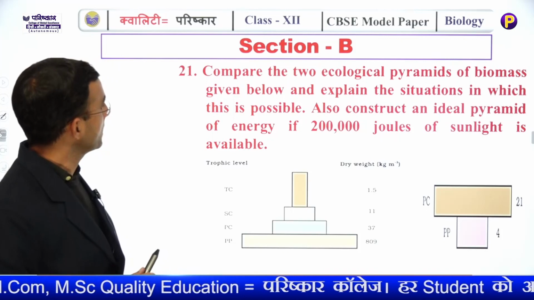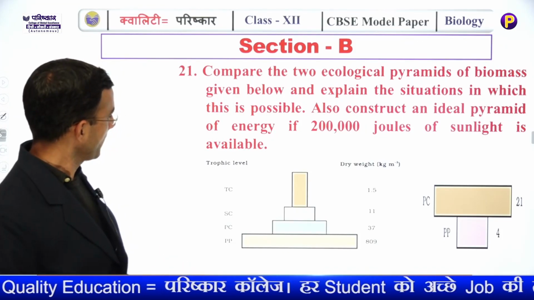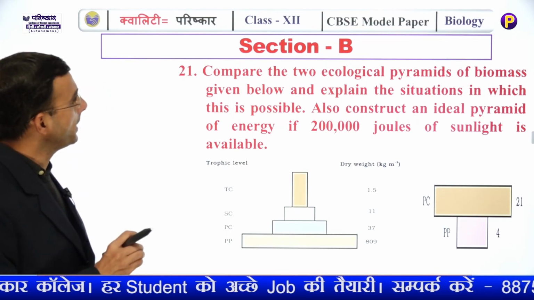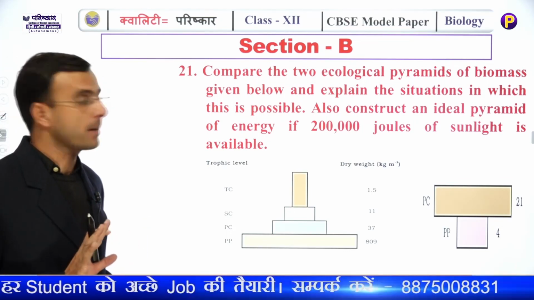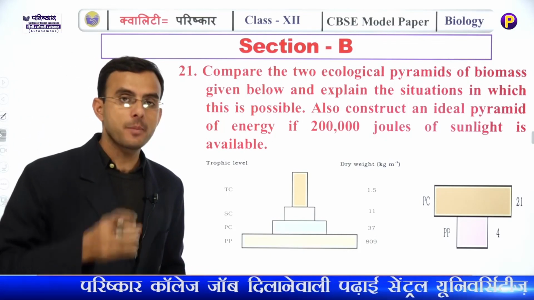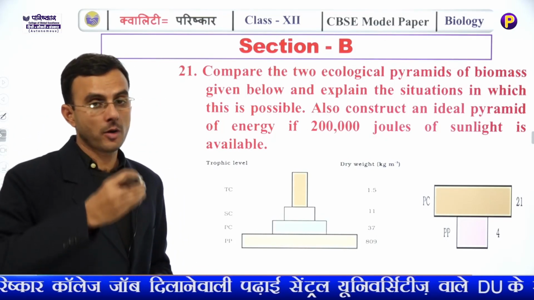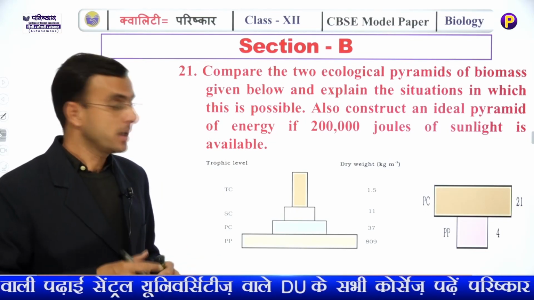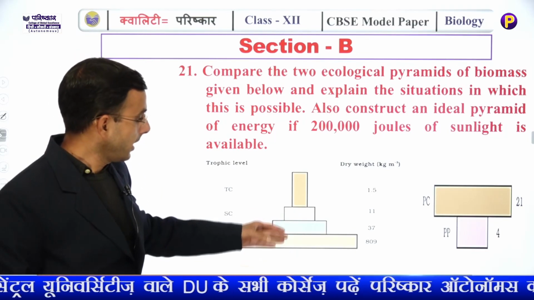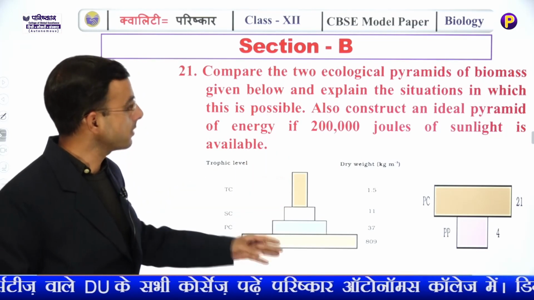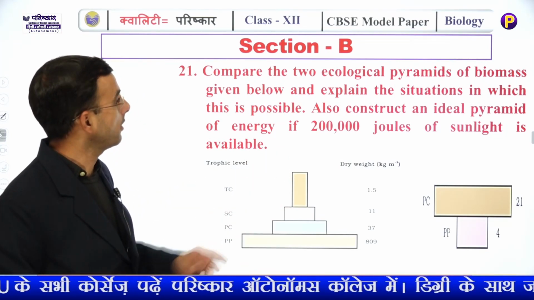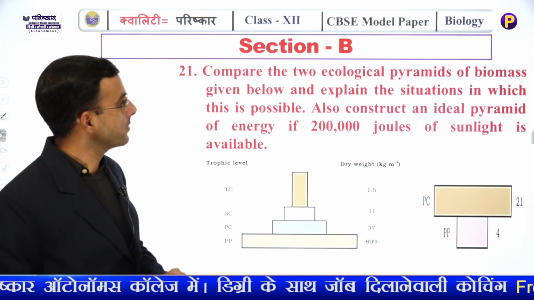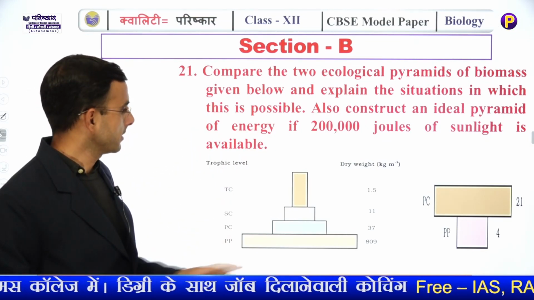Now the next one is a very beautiful one from ecology. Compare the two ecological pyramids. Ecological pyramids are the hierarchy of organization of organisms according to their eating habitat. They are organized in the ecological pyramids of biomass given below, and explain the situation in which this is possible. So look at this one.